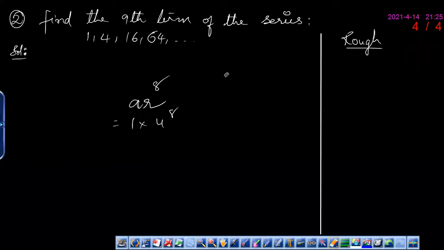Snigdha, find the ninth term of the series 1, 4, 16, 64. Explain whether the given sequence is in GP. If it is in GP, then find the ninth term. Explain to me, I will write the solution. For this, first we need to know the first term, that is a. So a is 1. Now we have to find the common ratio.